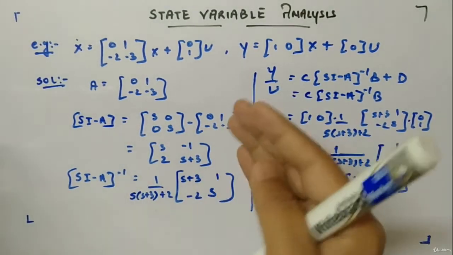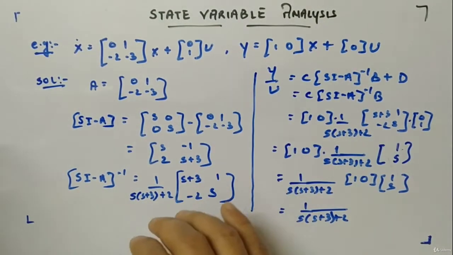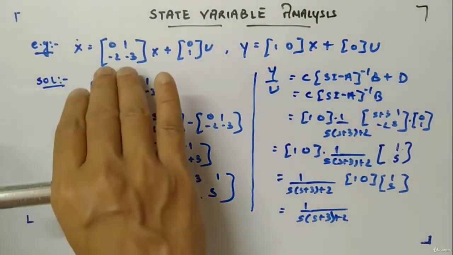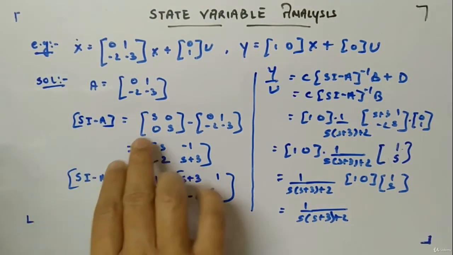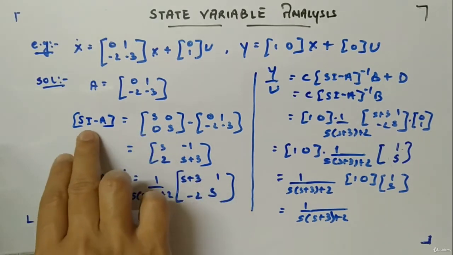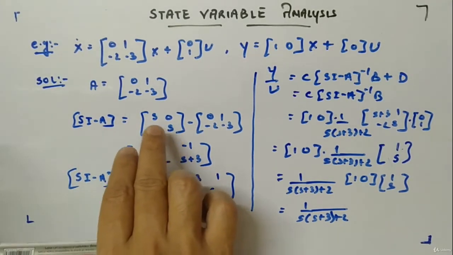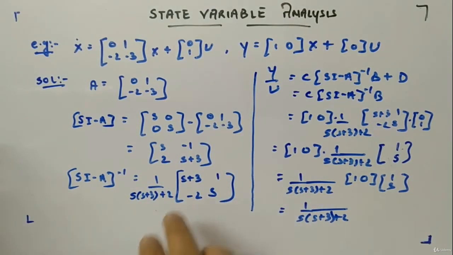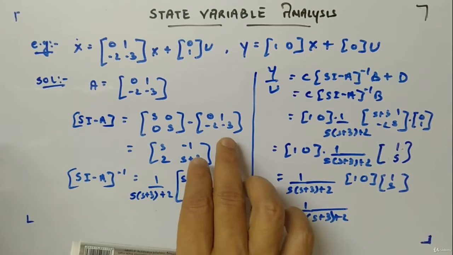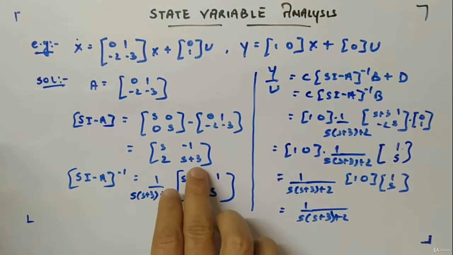Now you have to form the transfer function of this state equation. The value of A is [0 1; -2 -3]. We know sI minus A, which will be written as s times the identity matrix, so [s 0; 0 s], minus [0 1; -2 -3]. If you subtract these two, you will get [s -1; 2 s+3].